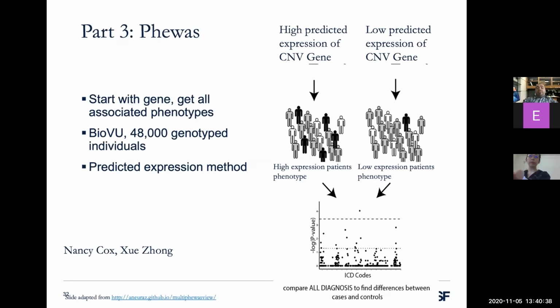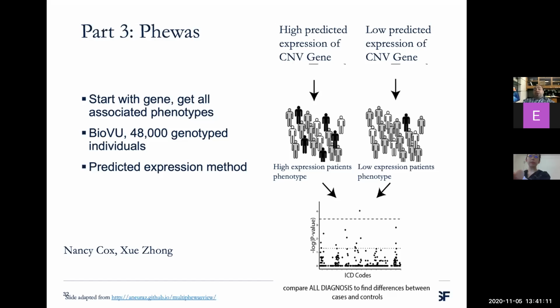And so the third part of the study is where we are going to integrate the genetic information and the biobank information. So this is again an approach called FEWAS, and the approach that I first told you about was when we started with a phenotype, like autism, and we got all associated genes that are associated with that phenotype.